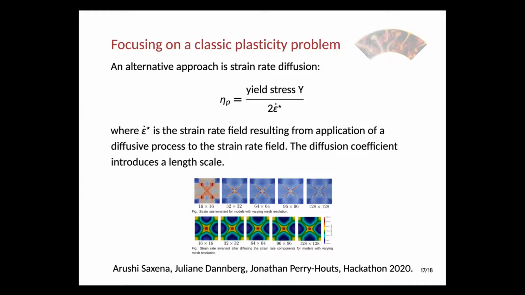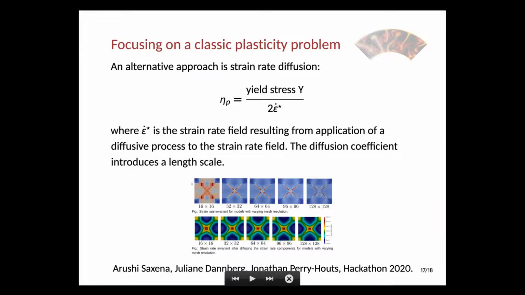So what we do here in this case is we take the velocity field, we compute from it the strain rate field, but before we use it in the rheology, we would actually literally diffuse it, like think about diffusing a temperature or something like that. And the value of the diffusion coefficient, which is not trivial to choose, actually introduces a length scale. And that is exemplified here on this figure at the bottom, also from the hackathon report.